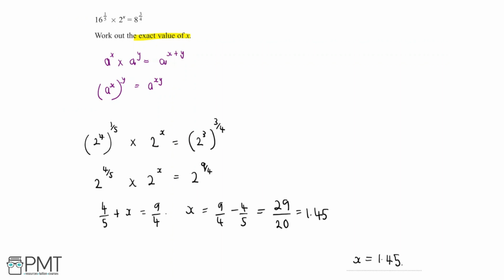This question is worth 3 marks, so let's take a look at where these marks are allocated. The first mark will be for converting 16 and 8 into bases of 2. So we said that 16 is equivalent to 2 to the power of 4, and 8 is equivalent to 2 to the power of 3, and that will give us that first mark. Now that second mark is for using index laws to form an equation, which we did where we have 4 over 5 plus x equals 9 over 4, and that will get us that second mark. And finally, that third and final mark is for getting the correct answer of x is equal to 1.45, allowing us to get full marks for this question.